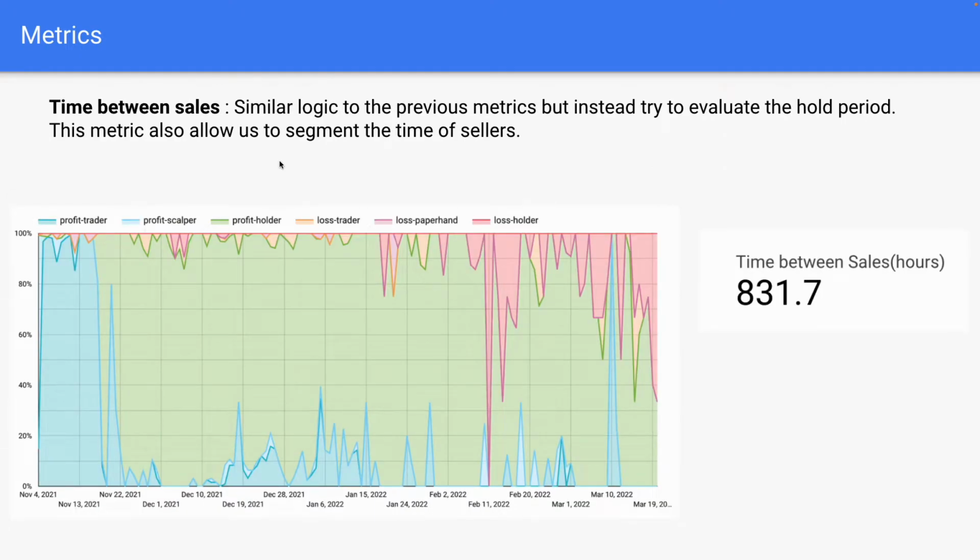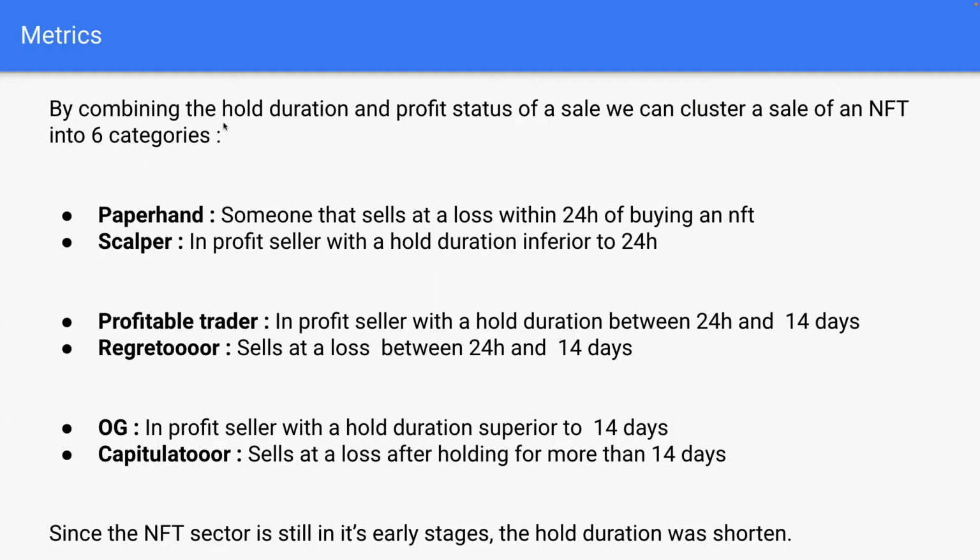On the same logic, we also calculate the time difference between the sales. So how long did it take, in number of hours, between the two sales? By combining those two metrics, we're able to classify six types of sellers.